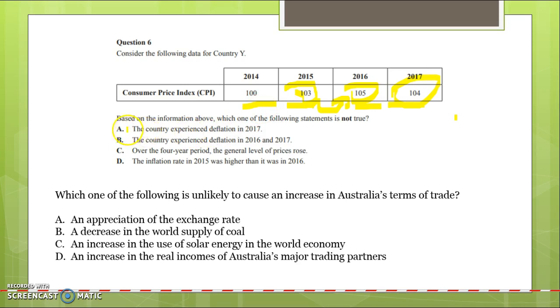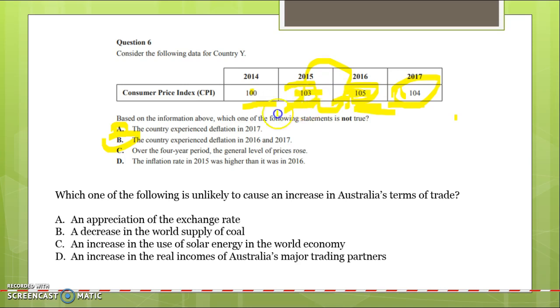So the country experienced deflation in 2017. That's true because prices went down. The country experienced deflation in both 16 and 17. That's not true because in 2016, you can see the number is higher in 16 than it was in 15, so prices are going up. Over the 4-year period, the general price level rose. Well, it was higher at the end than the start, so that's true. And the inflation rate in 2015 was higher than what it was in 2016.